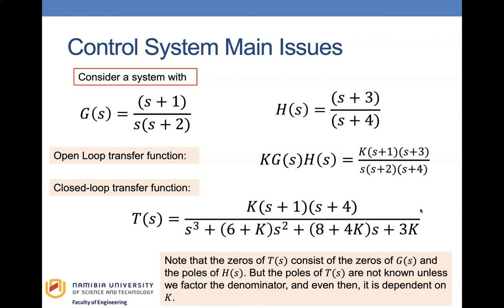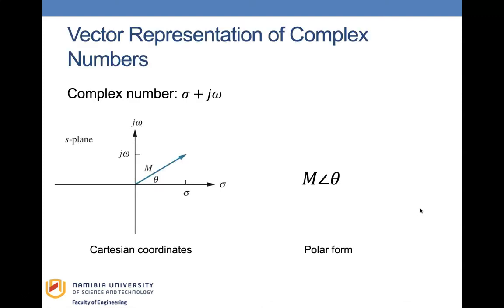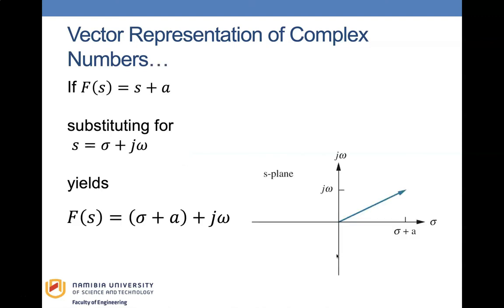The second concept required for the understanding of the root locus method is complex numbers and their representation as vectors. Any complex number, sigma plus j omega, can be graphically represented as a vector as shown in this Cartesian coordinate form in this figure. The complex number can also be described in polar form with the magnitude M and angle theta.